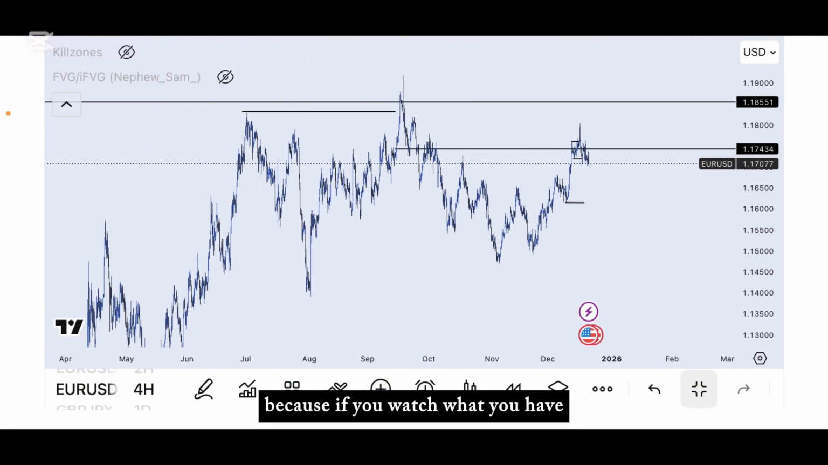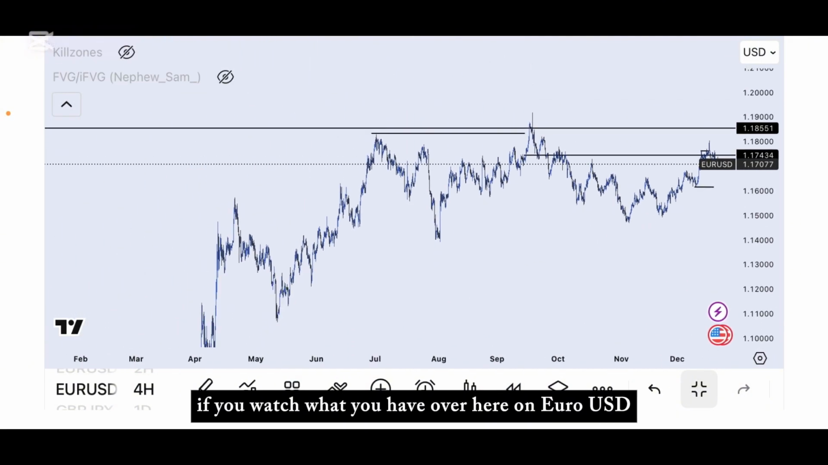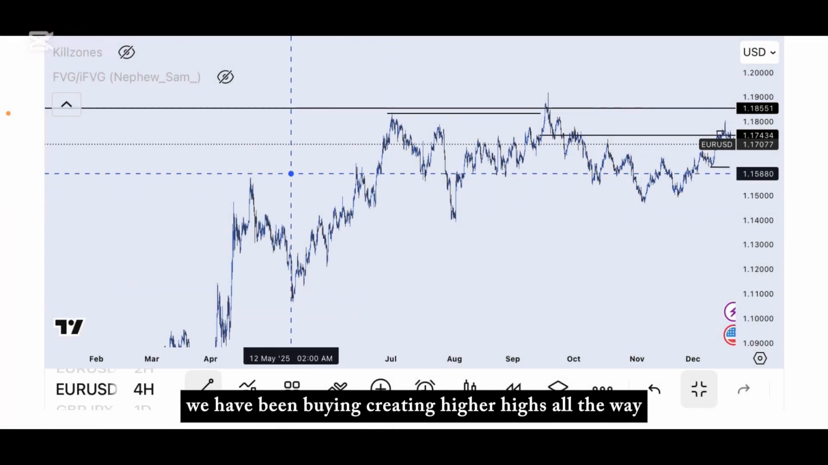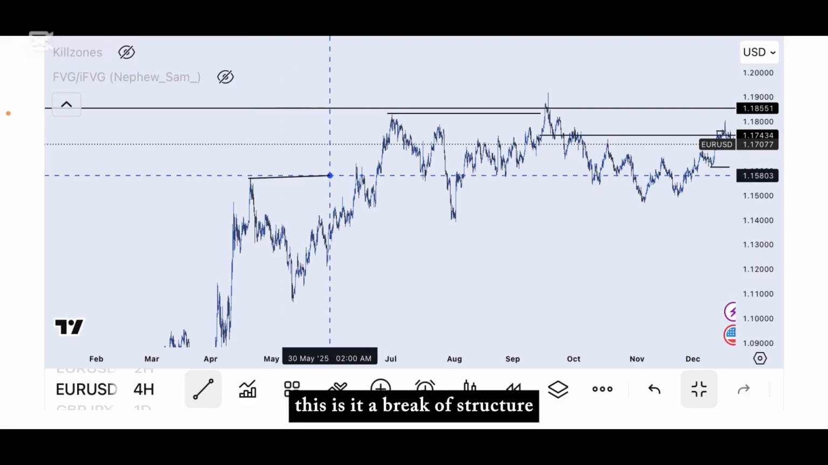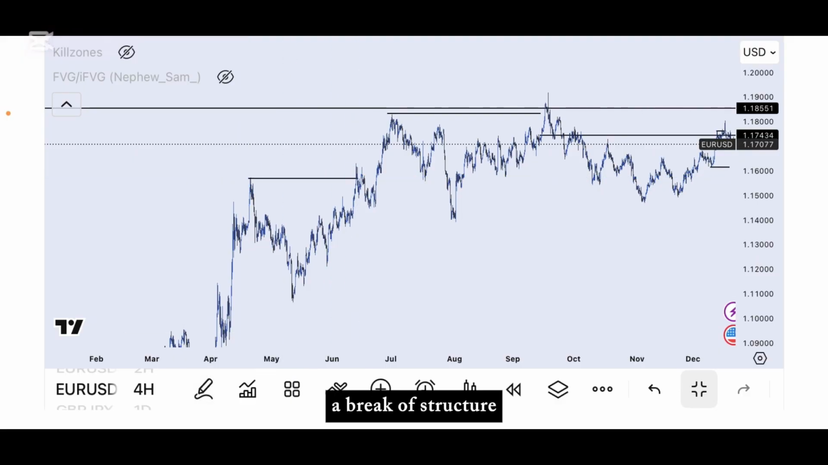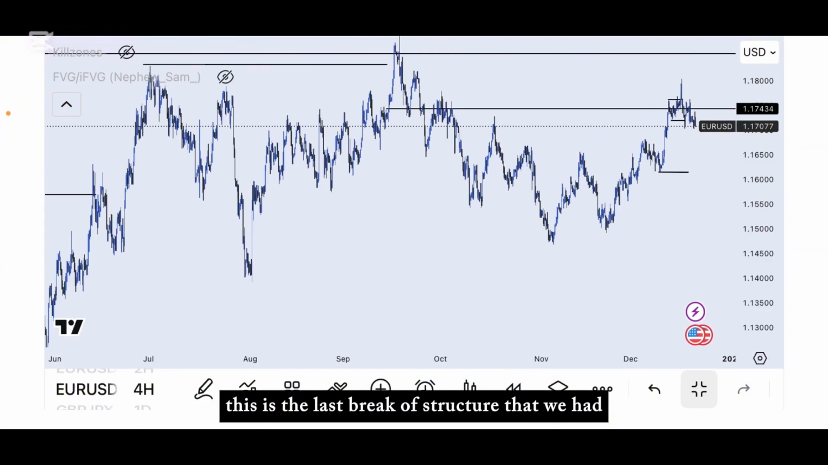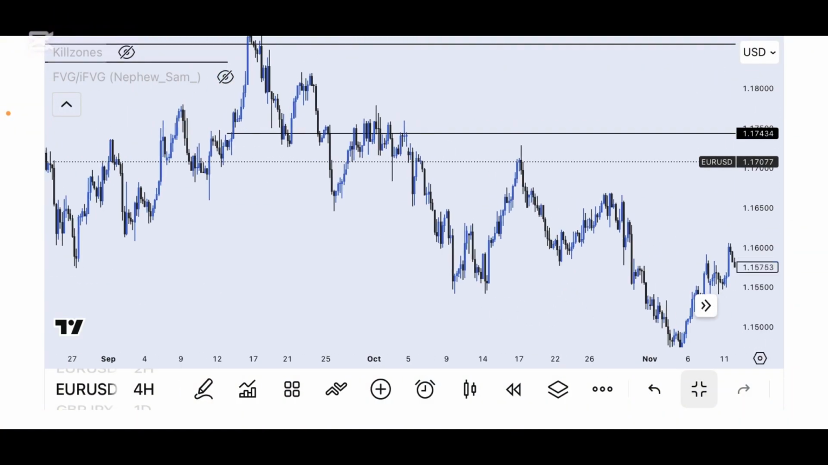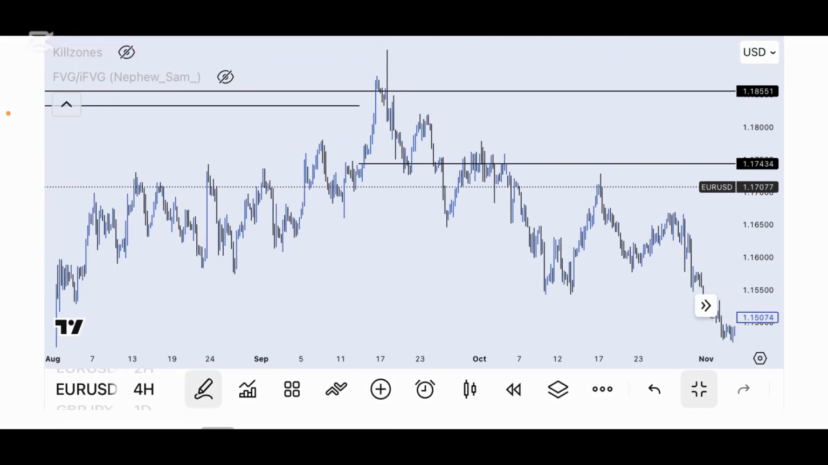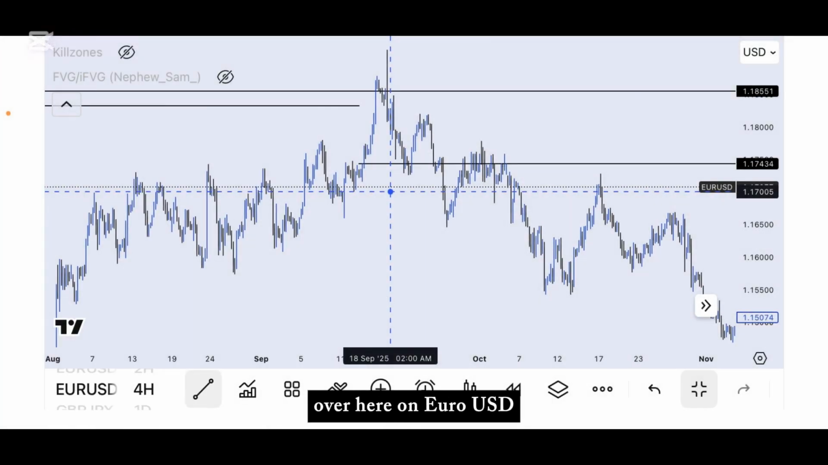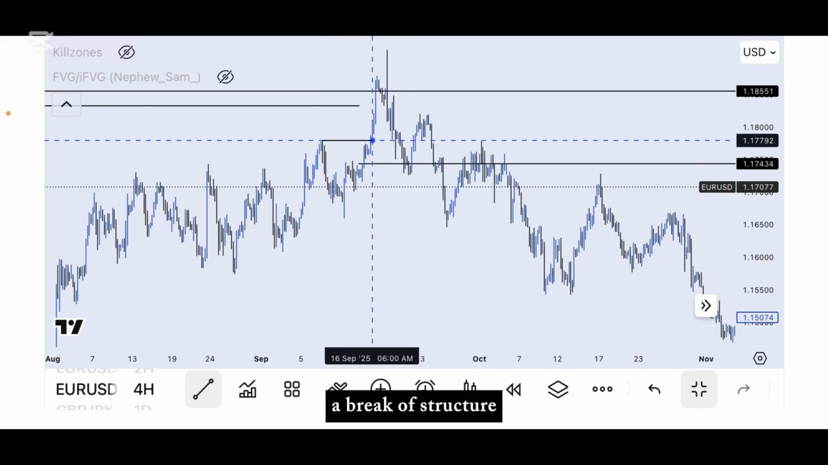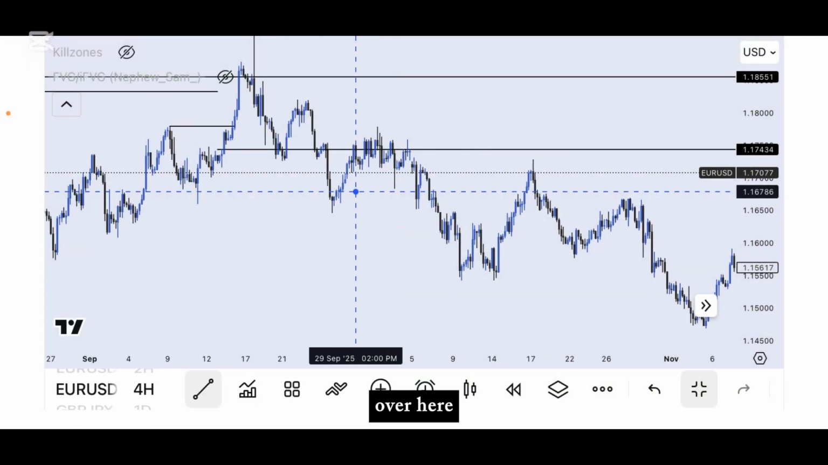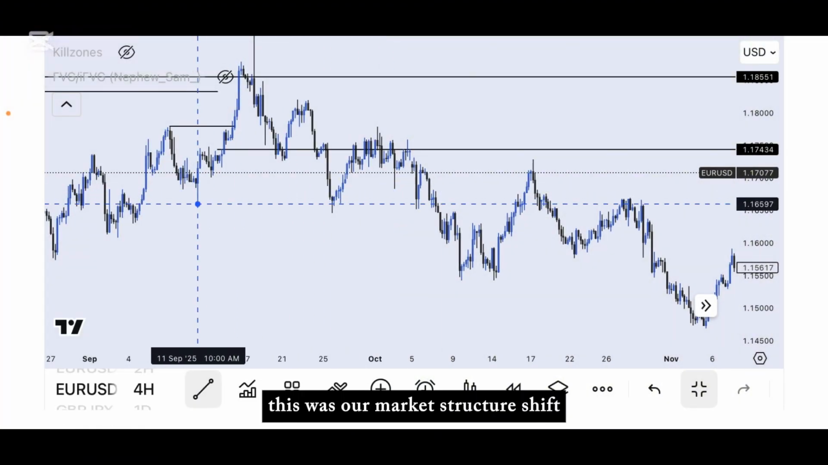It might just happen because market has its way. Because if you watch what we have over here on Euro USD, we have been buying, creating higher highs all the way. This is a break of structure, the last break of structure that we had. If you watch the internal of Euro USD, we still had this break of structure over here. This is where we did our market structure shift.